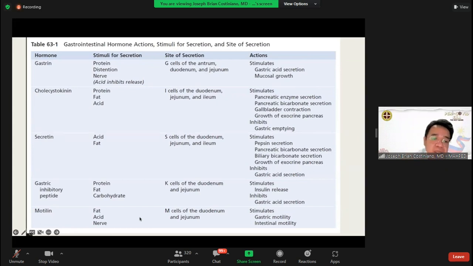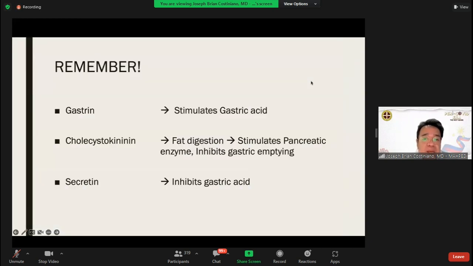And then you have your GIP and your motilin. No? Itong GIP naman, gastric inhibitory peptide, it will stimulate the insulin release, no? And also inhibit your gastric acid secretion. Okay, just remember, gastrin stimulates gastric acid production, cholecystokinin fat digestion, pancreatic enzyme, and then also secretin inhibition of your gastric acid.